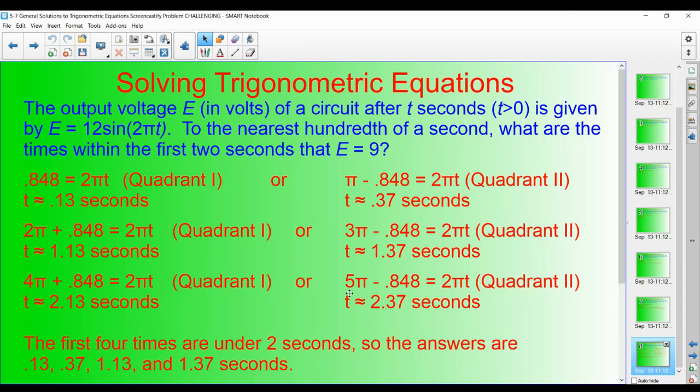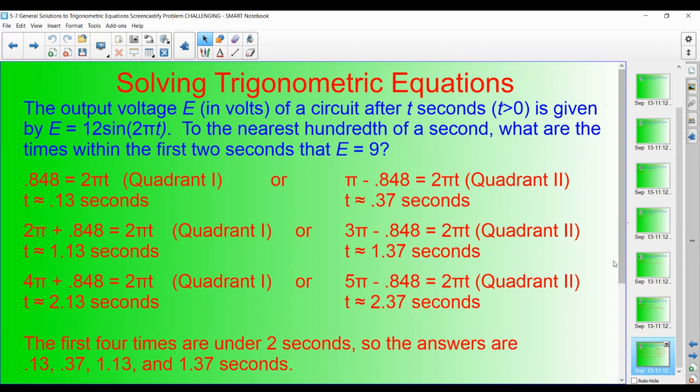So in this case, I have a bunch of equations I have to solve. The question asks, what are all of the times within the first 2 seconds? So I have to find every solution that is less than 2 seconds. To solve for t in each equation, I divide both sides by 2 pi in all 6 of these equations, and I get 6 results.